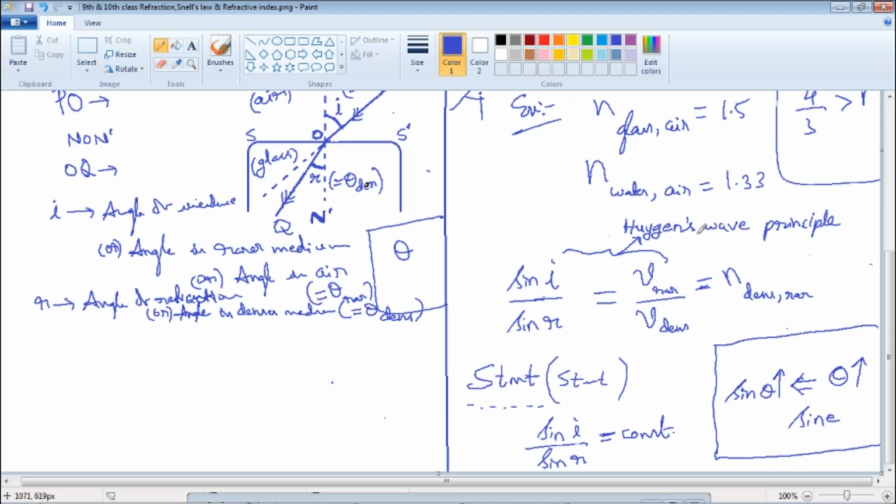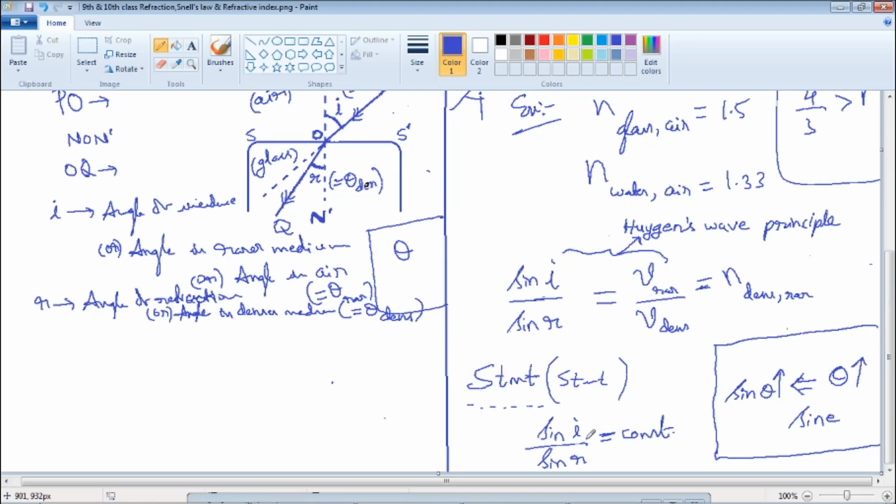Huygens, in his wave theory of light, gave a very special principle called wave principle. With this principle, he finally proved that sin i by sin r will be really constant. Why is it really constant? Because it's equal to the ratio of two constants. Velocities of light are constants. So constant by constant has to be a constant.